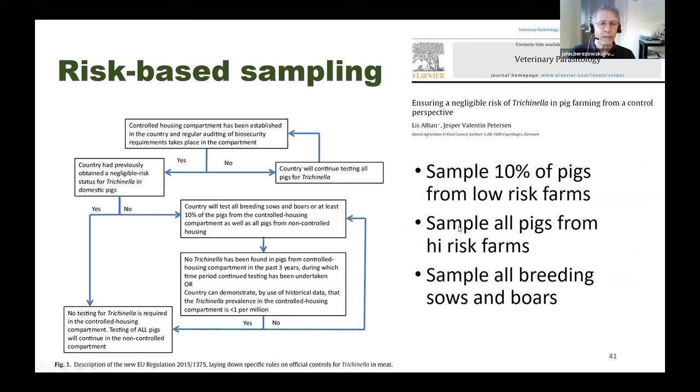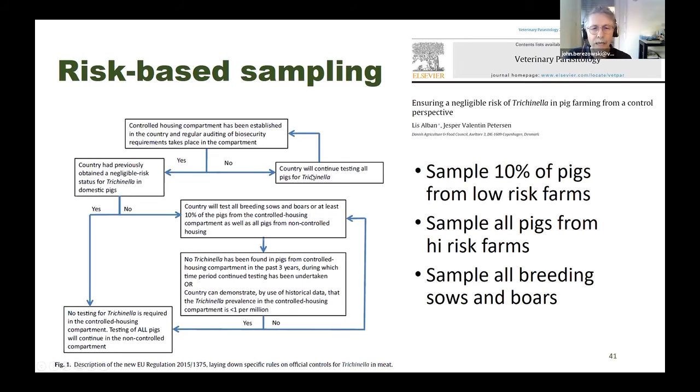And then they developed this algorithm to classify farms in countries to determine what sort of surveillance the country had to do. So if controlled housing compartments had been established in the country and there was regular auditing and biosecurity requirements were in place, and the country had previously obtained a negligible risk status for trichinella, there was no testing required in the controlled housing, so that would be the low risk areas, but they still had to test all animals from the high risk farms. So you could follow this through.